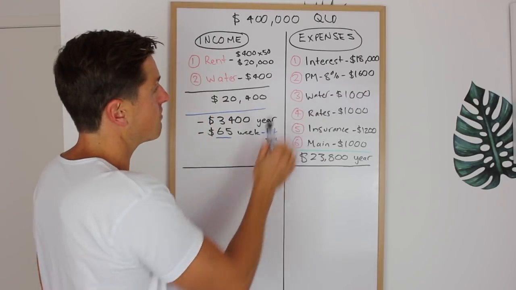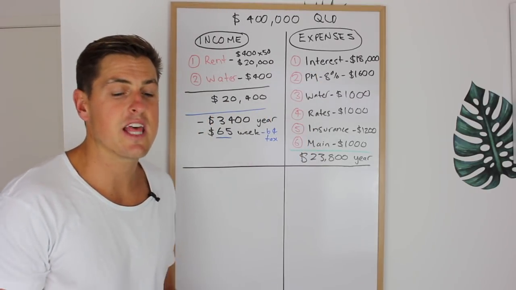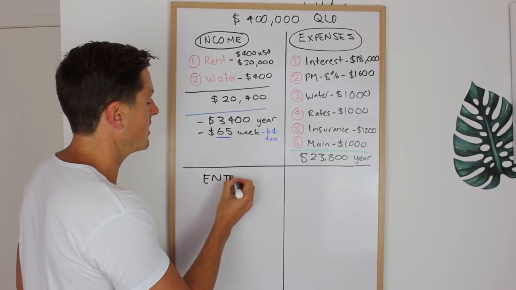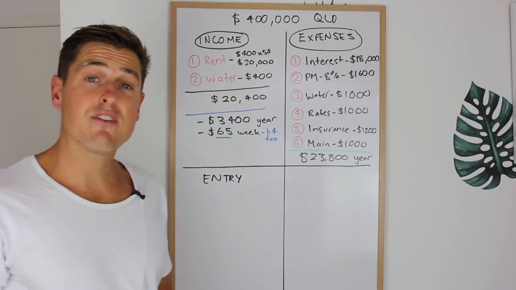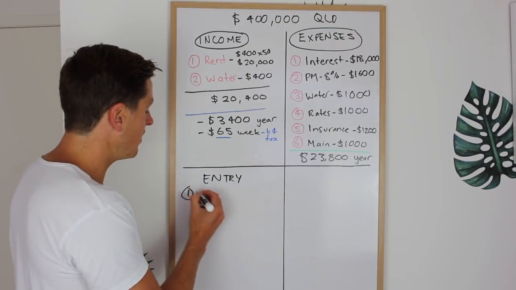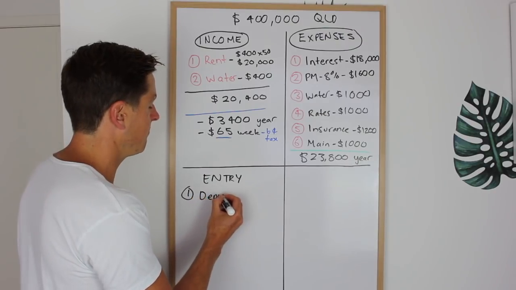So that's your income, that's your expenses. There's 2 sources of income, 6 lots of expenses there. Now, let's talk about the entry costs associated with buying a property. There's 7 entry costs, which I'm going to talk about in a moment, but the first one and the largest one is your deposit.